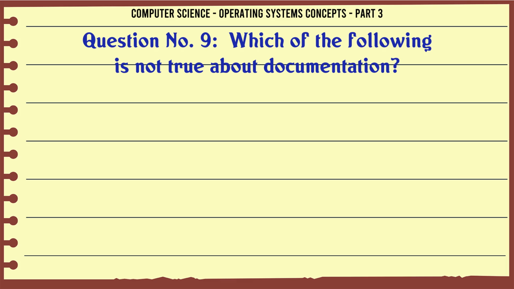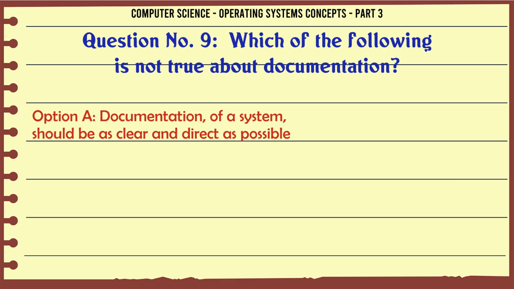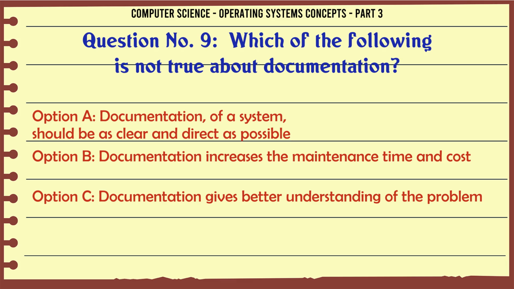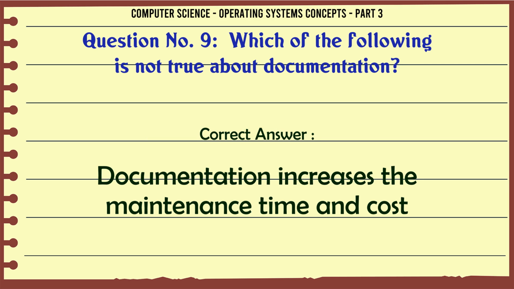Which of the following is not true about documentation? A. Documentation of a system should be as clear and direct as possible. B. Documentation increases the maintenance time and cost. C. Documentation gives better understanding of the problem. D. All of the above. The correct answer is documentation increases the maintenance time and cost.